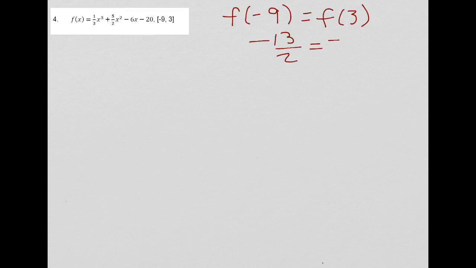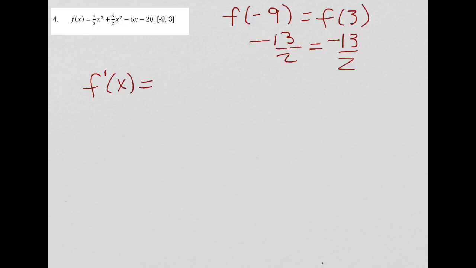Okay. Number 4, it says we can use a calculator. So life is good. Is it going to be continuous? Yes, because it's cubic. Differentiable? Yes. So then the question is, does the value of the function at negative 9 equal the value of the function at 3? So if you put it in, you get negative 13 halves or negative 6.5 for both points. So we're good. So now we can take the derivative.